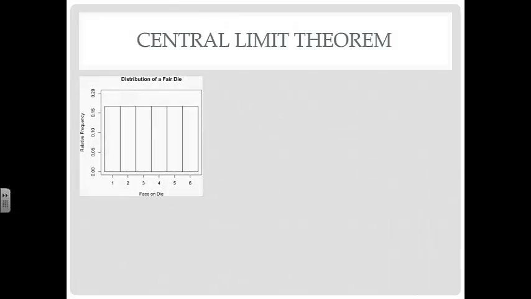Now let's take a look at something called the central limit theorem. So here we have the theoretical probability of rolling a die and it landing on a 1, a 2, a 3, a 4, a 5, or a 6. So notice that all the probabilities are exactly the same. They're all 1/6. Now let's take a look. And you can see that the mean is 3.5 and your standard deviation is 1.708.